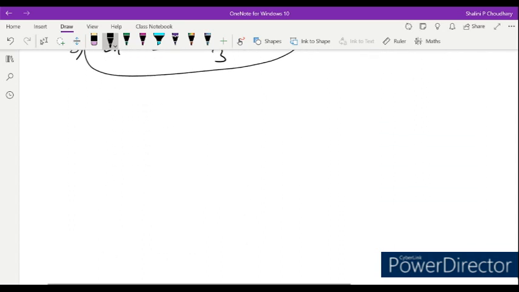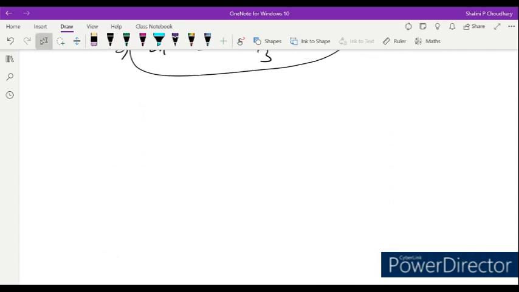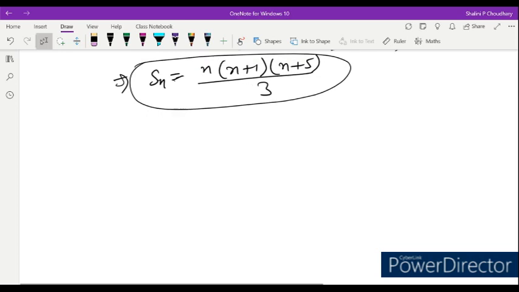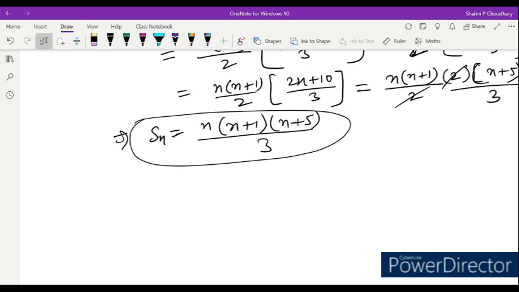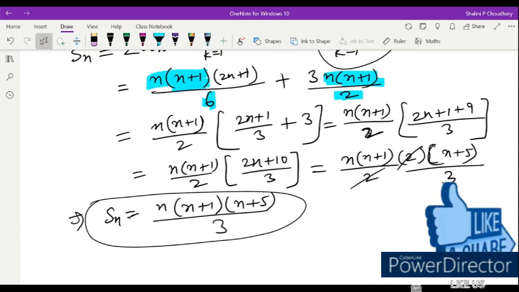So now we'll move to the next exercise, that is exercise 9.4. We'll start the exercise in our next video. I hope you understood the sums.